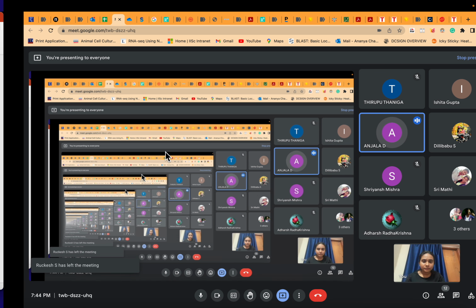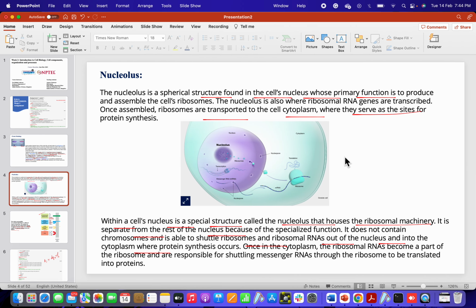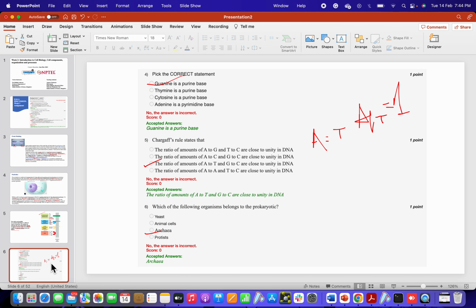Nucleotides are joined with a phosphodiester bond, ma'am, in DNA. Yes. The purine and pyrimidine bond is the hydrogen bond. One nucleotide to another nucleotide is joined with the phosphodiester bond, between 5 prime and 3 prime.